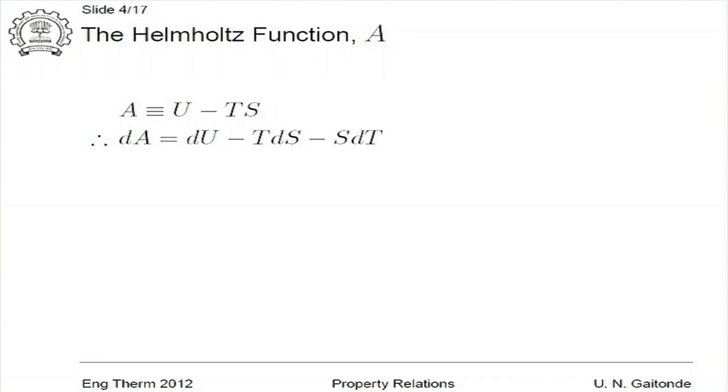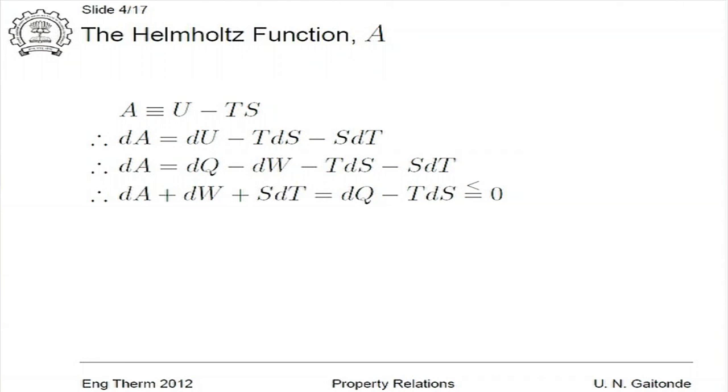If you take a differential, you will get dA equals dU minus TdS minus SdT. And if you apply first law, dU is dQ minus dW. And if you now apply the second law, you will get dA plus dW plus SdT equal to dQ minus TdS, which according to second law is less than or equal to 0. Keeping dW on the left hand side, it tells us that dW will be less than or equal to minus dA minus SdT.